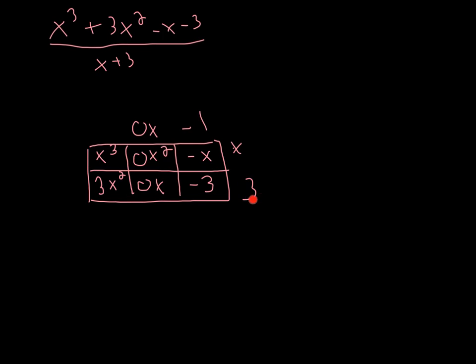Looking outward, we have 3 times something gives us 3x squared. Okay, 3 times something. And that is just going to be x squared. And you'll notice as we multiply our x squared times our x, we do end up with our x cubed. So that means we did it correctly. So our final answer is x squared minus 1. Notice we don't need to put the 0x in there in this case.